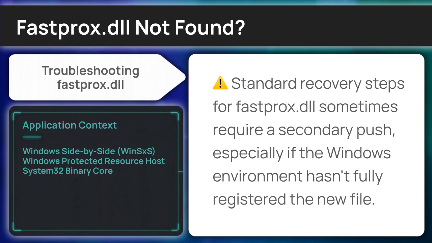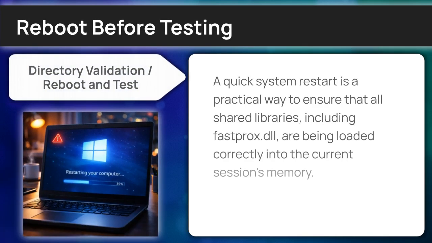is properly configured. A full system restart ensures that no background processes are currently locking the Fastprox library file. A fresh boot allows Windows to reinitialize its library map from a clean state.